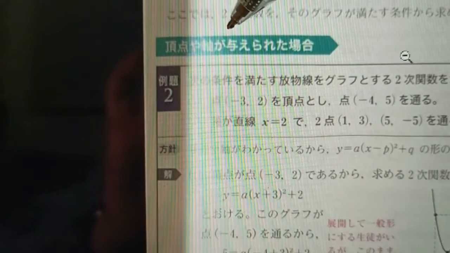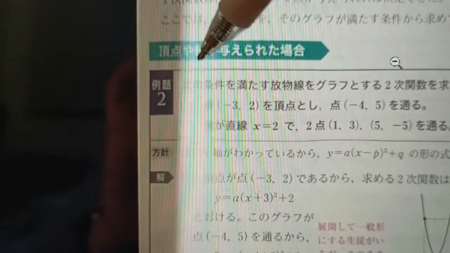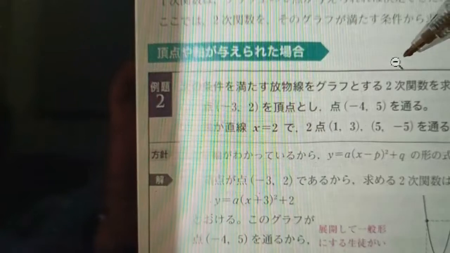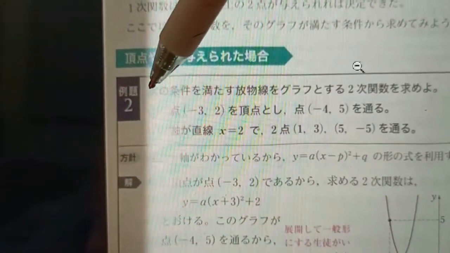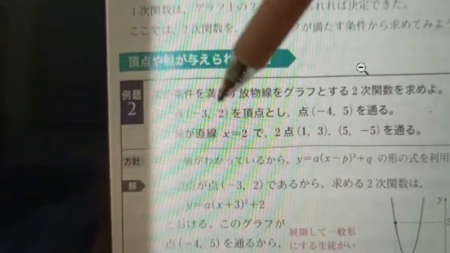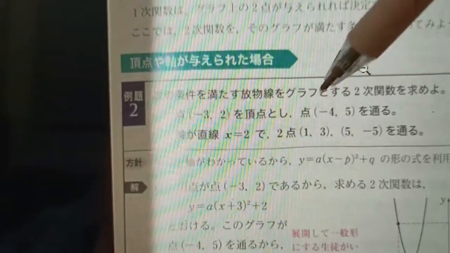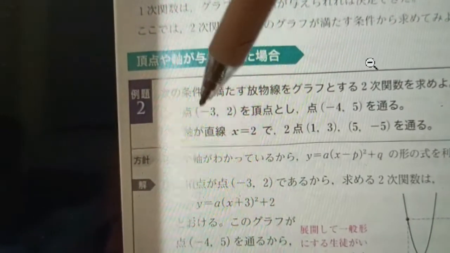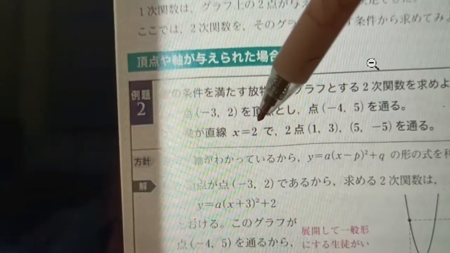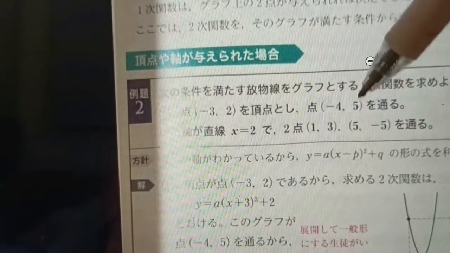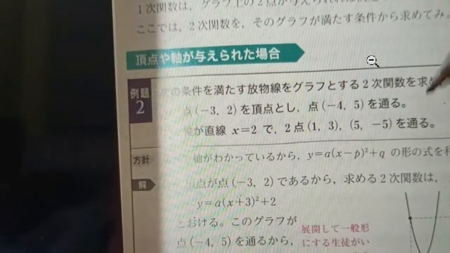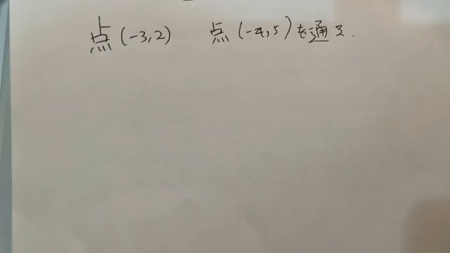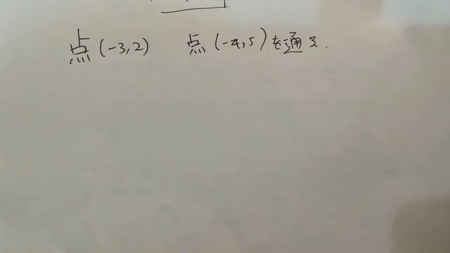頂点や軸が与えられた場合、次の条件を満たす放物線をグラフとする二次関数を求めよう。(1) -3, 2 を頂点とし、点 -4, 5 を通る。(2) 軸が直線 x equal to 2 で、2点 1, 3 and 5, -5 を通る。Okay, now we are going to try to solve the problem. The vertex is -3, 2.